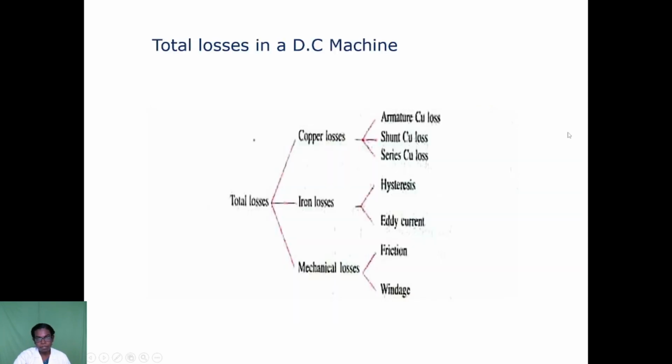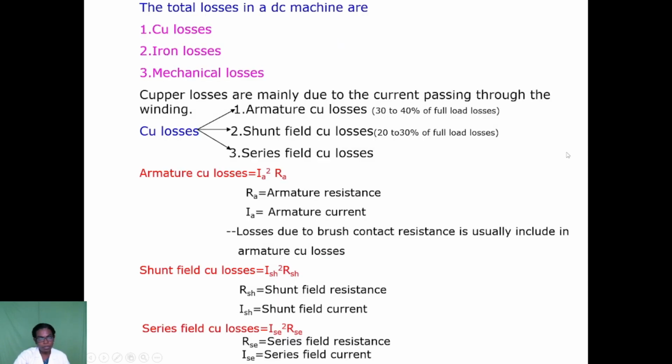Okay. Next, losses. The losses are copper loss, iron loss and mechanical loss. There are three losses in all machines. The copper losses are armature copper loss, shunt copper loss and series copper loss. Iron loss means hysteresis loss and eddy current loss, and mechanical losses are friction loss and windage loss. Another loss is stray loss, which we will discuss later.